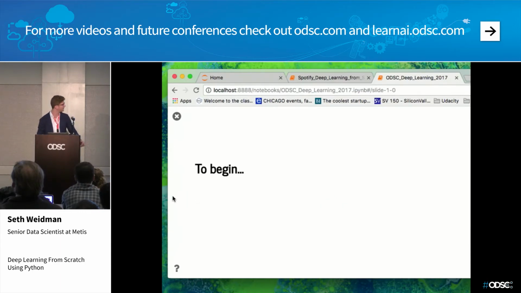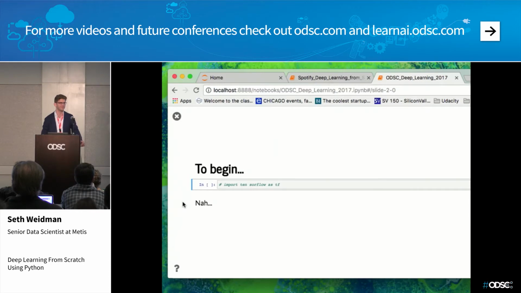Okay, so to begin, we want to do neural nets, right? So the first thing we've got to do is import TensorFlow, right? Nah, let's not do that. Let's do it from scratch.